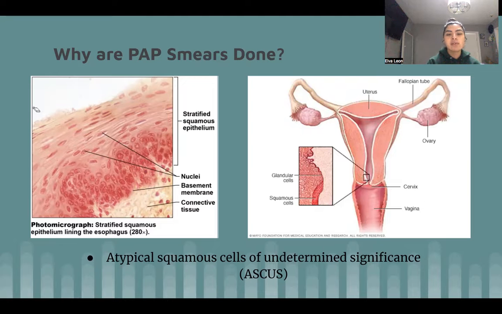Inflammation and low hormone levels are some signs of possible infection development in the cervix. Often these infections go away with the help of your metabolism, but often it can lead to cancer, which is why it is important to get a PAP smear done to avoid that.